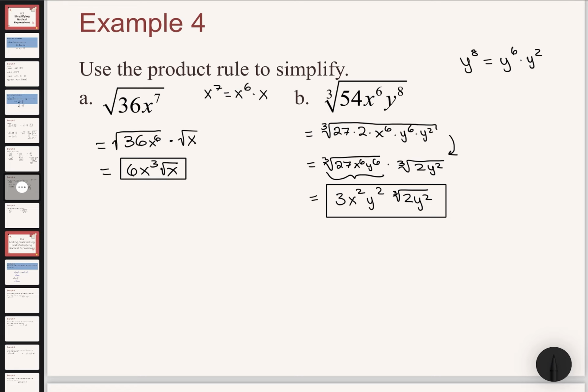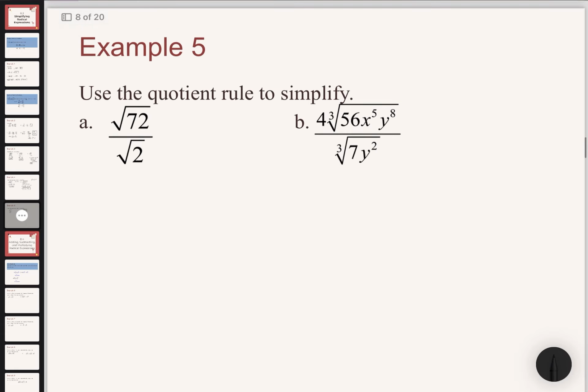So again, pause, go back, watch other videos on YouTube, watch other examples on Delta Math to help you figure out some of these things. We're going to move on to our final example for 8.3.